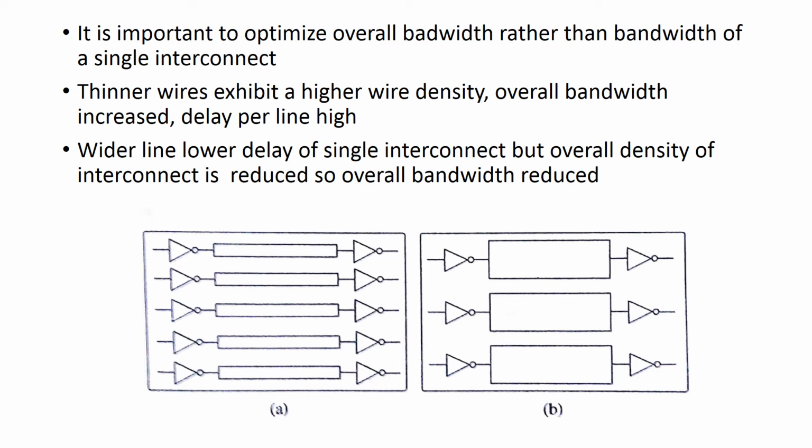Delay per line is high in this case. Why? Because in this case the width is smaller. The smaller the width, the larger the delay for an individual wire. But overall density will be more. So there is always a trade-off. Wider lines give lower delay for a single interconnect, but the overall density of the interconnect is reduced, so overall bandwidth is reduced. So there is always a trade-off between these two types of wires.